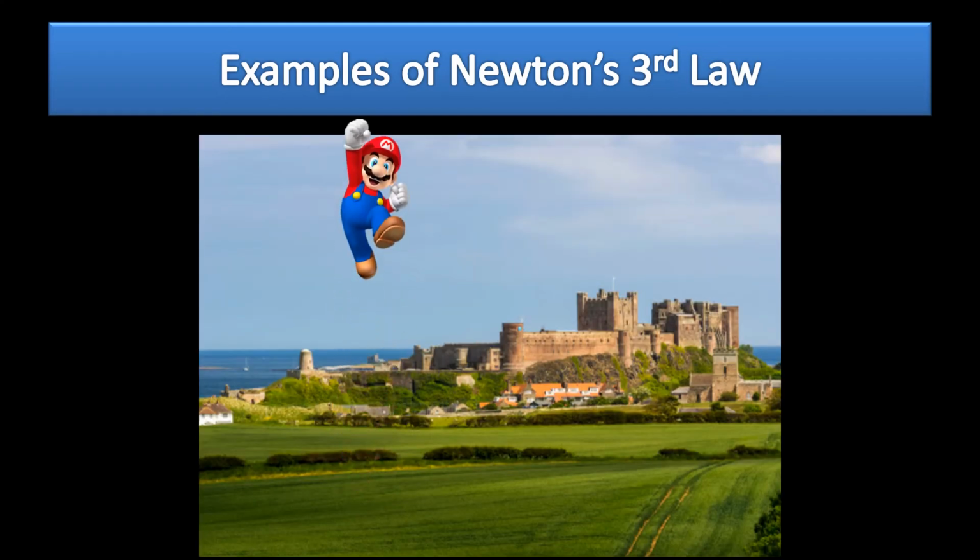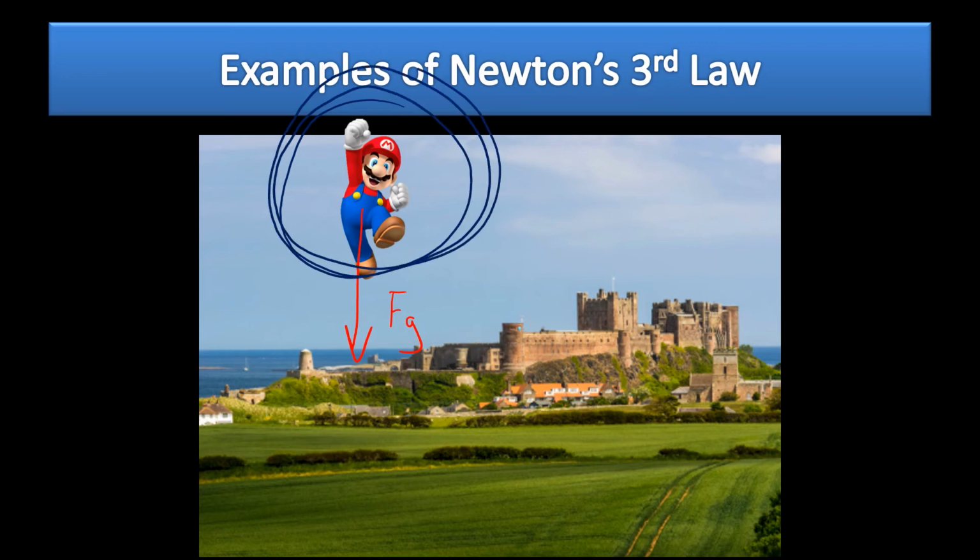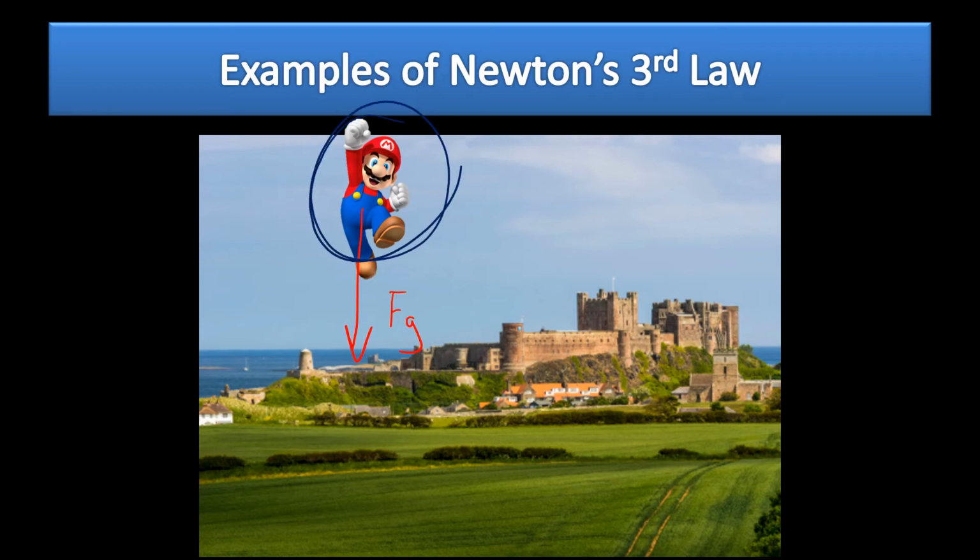So on this slide, we have Mario jumping up in the air. So what's happening here? Earth is exerting a force on Mario downward, Fg. Well, Mario also exerts his own gravitational force. We didn't talk about what causes gravity yet, but basically, if you have mass, you have a gravitational field around you. So Mario has mass, and he does exert a gravitational force upward on the Earth. FG, it's equal and opposite.